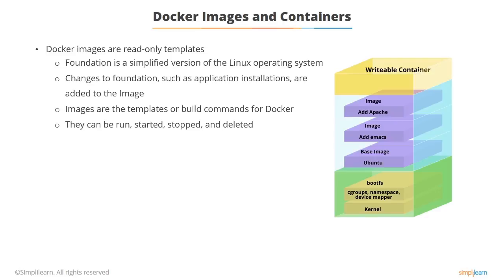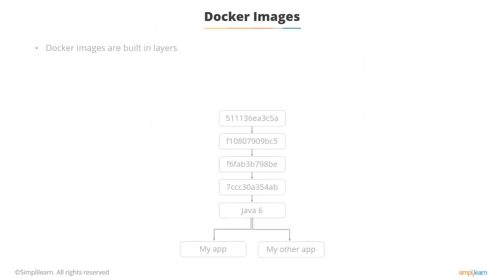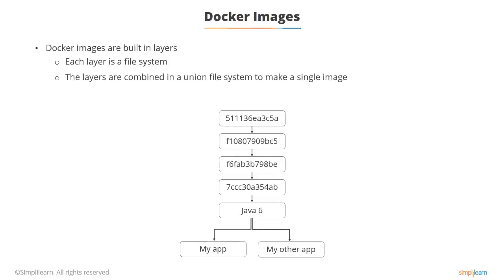So the images are built in layers. Each is a file system. It's a union file system. So what will happen is, if you go to Docker Hub and pull, say, a MySQL image, you will see it'll do a series of downloads, probably about maybe 6 to 10 separate downloads. Each of the downloads is a separate layer on top of the container.